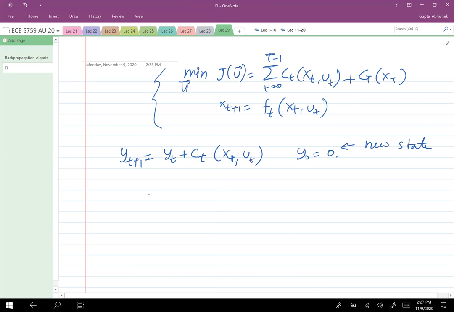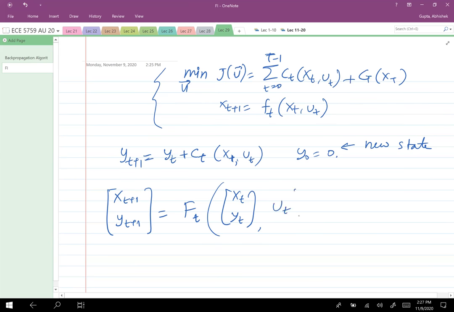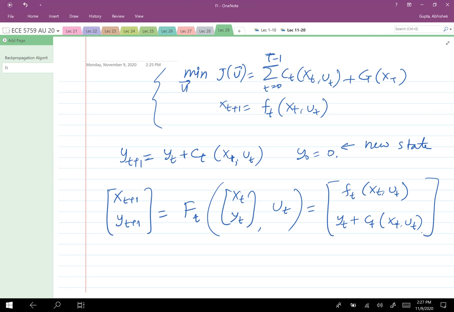And then I have this new formulation where I have a sum of f_t(x_t, y_t, u_t). This is a very usual trick in control systems, which is to augment the state with the performance, with the cost function. So that's what we have done.